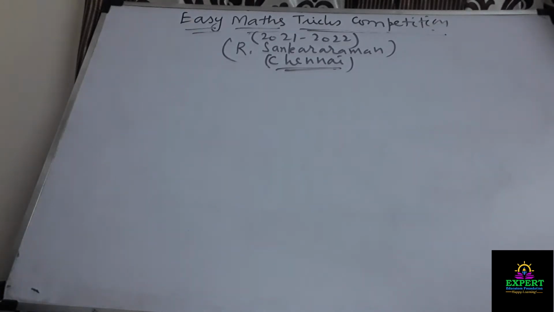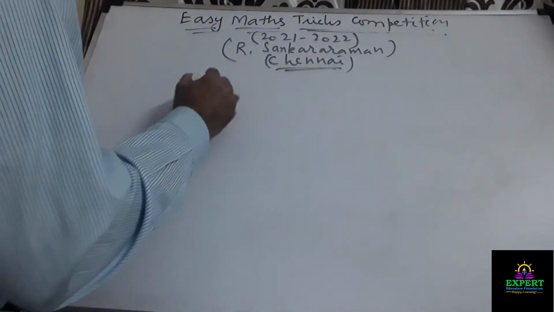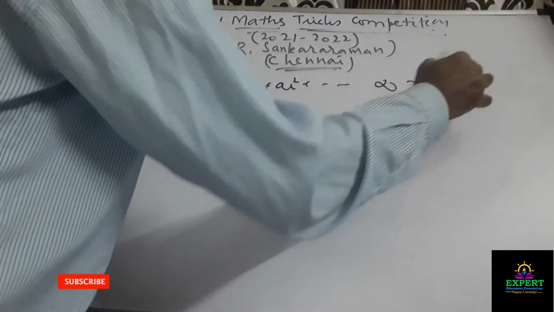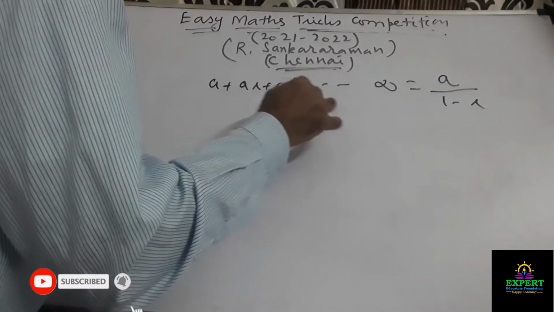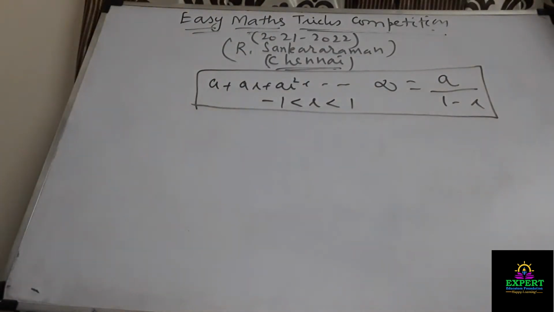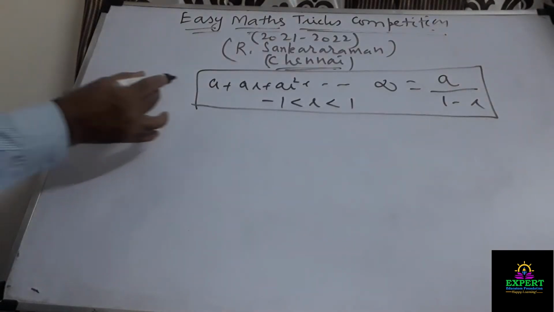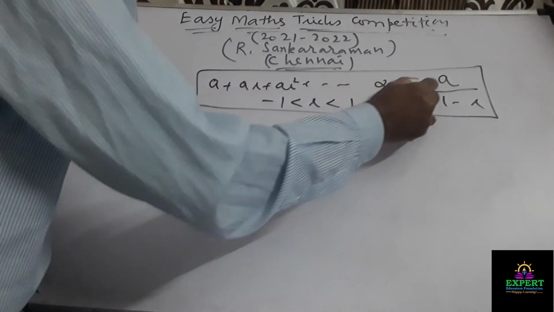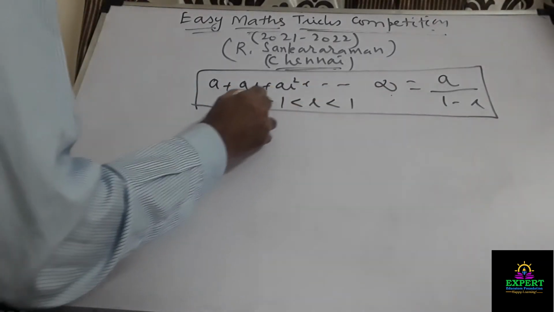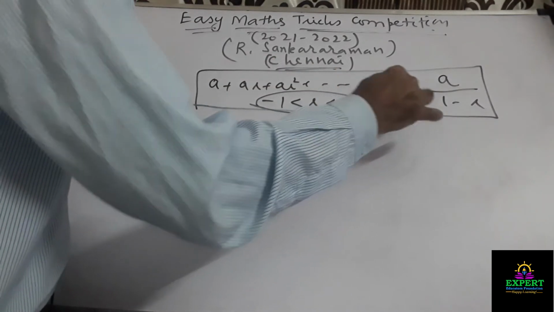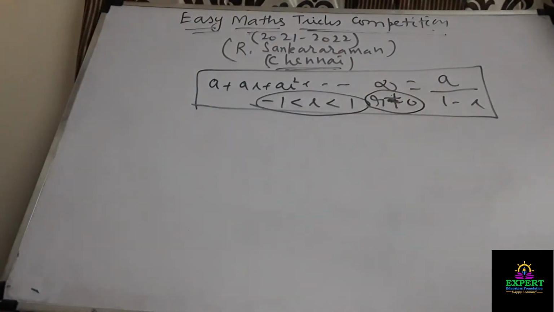I am going to tell you one easy activity which is a verification for the particular rule a plus ar plus ar square etc. up to infinity is a by 1 minus r, where r lies between minus 1 and 1. It is called infinite GP, infinite geometric progression. Here a is the first term, r is the common ratio. If I go up to infinity, the result is a by 1 minus r for any value of r between minus 1 and 1, and r not equal to 0. This is a common rule for any geometric progression, of course.